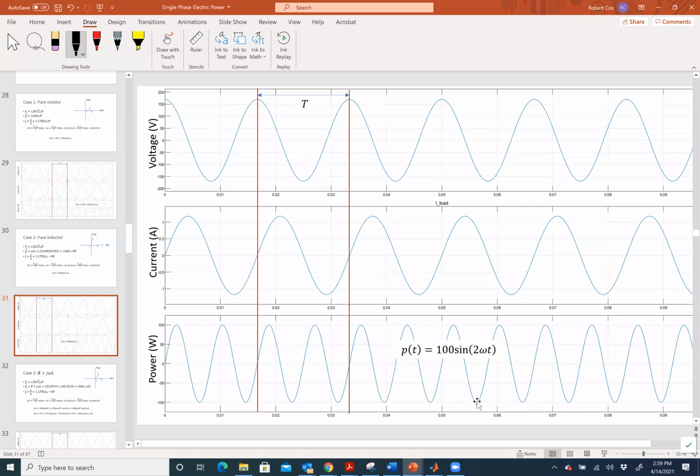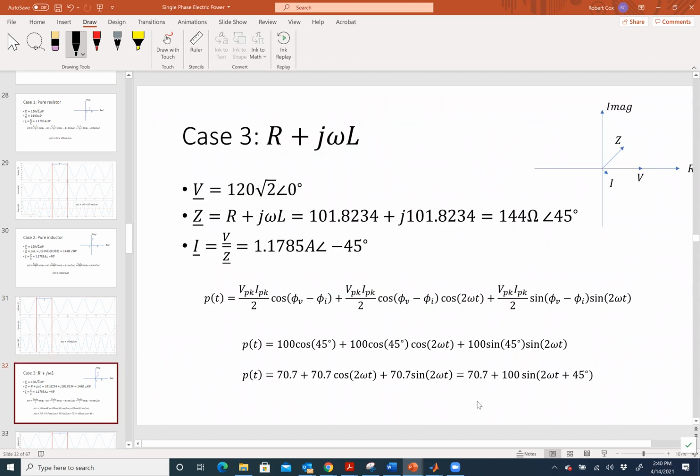Okay, so one thing to be clear about, I won't talk too much about the P of t, right? We really don't talk about that very much. We talk much more about P, which is the average value. So we gave the formula for this. The formula is this guy that I've got right here, right? So P of t has an average value, plus it has these two double frequency terms. And the coefficient on the sine we call reactive power, or Q, all right?